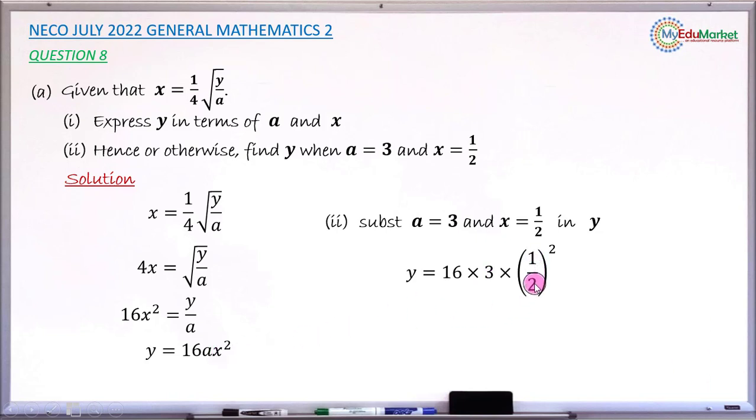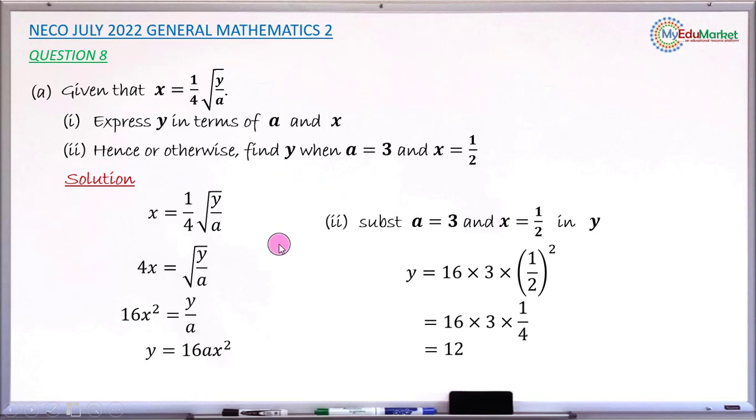So you have 1 over 2 in the bracket, and the bracket raised to the power of 2. I'll simplify this. 1 over 2 raised to the power of 2 means 1 raised to 2 and 2 raised to 2. 1 raised to 2 is 1, and 2 raised to 2 gives the answer 4. So you now have 16 times 3 times 1 over 4. Multiplying this correctly gives the answer 12. So this is the value of y when a is 3 and x is 1 over 2, and this answers the Roman 2 question.